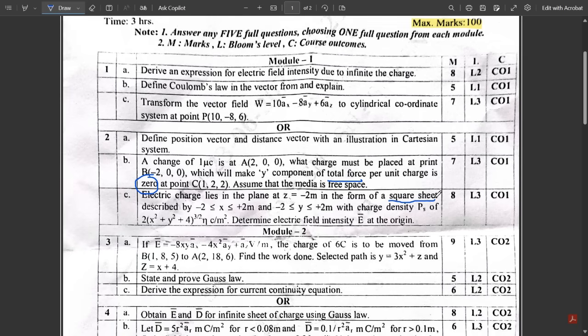If you know that algorithm correctly, you could easily be scoring marks here, where they had given the x coordinates and y coordinates range, that is -2 to 2. Also they have given the charge density rho s of this value, that is 2 into (x square plus y square plus 4) to the power 3 by 2. Then determine the electric field intensity. This question was a bit difficult, but most of them I guess have not attempted this. So this was about module 1.